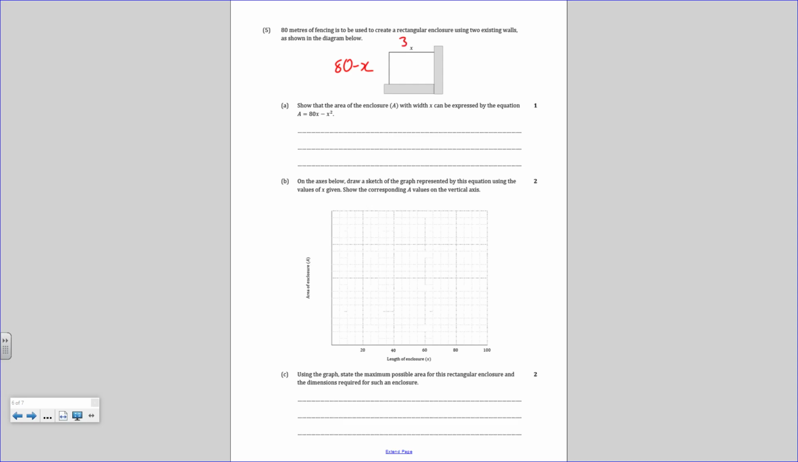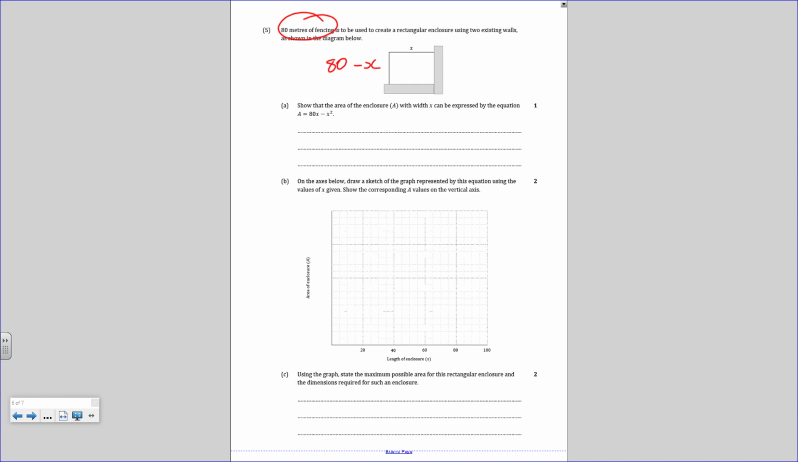So for instance, if that was 30 meters, then this we know would be 50 meters. If this was 10 meters, this would be 70 meters, right? Because we're told we've got 80 meters of fencing. So if that's X, well, that's just going to be 80 minus X, okay? So we have the length and the width being X and 80 minus X.